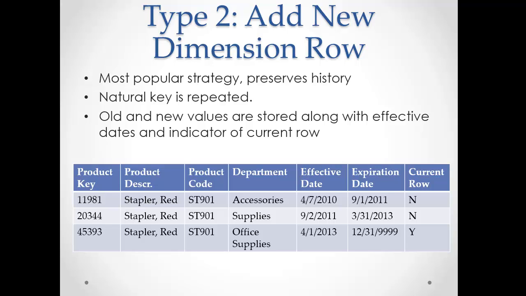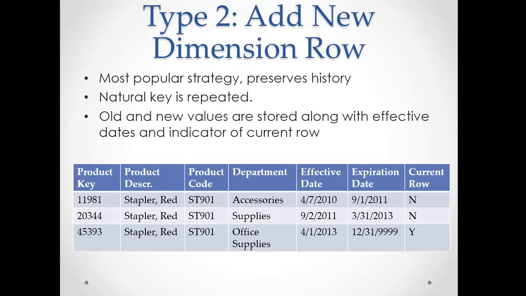And you might be saying, well, Mike, do I have to do select wheres on effective date and stuff like that? And the answer is simply no, because you have to remember the facts are being written to the fact table. When you write facts to the fact table, you don't delete or edit those ever. So from a historical standpoint, if I go back in time and query the red stapler from April 7th, 2010 to September 1st, 2011, it's going to use product key 11981. If I query today's red stapler, it's going to use the product key 45393. So that's handled for me.